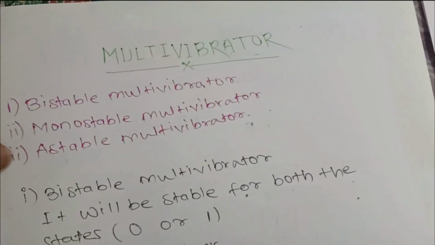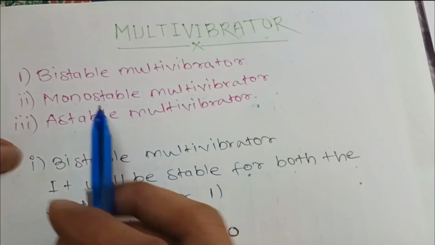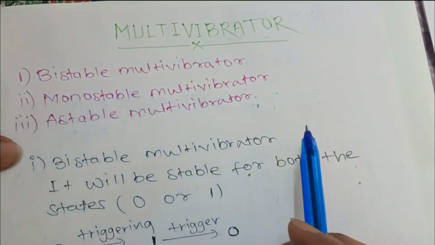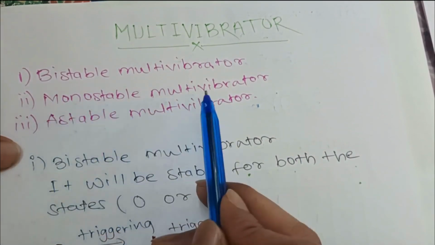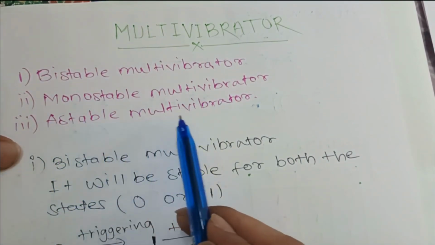So what we have seen in this video is what a multivibrator is and what types of multivibrators are present. First one is bistable multivibrator. Second one is monostable multivibrator. Third one is astable multivibrator.